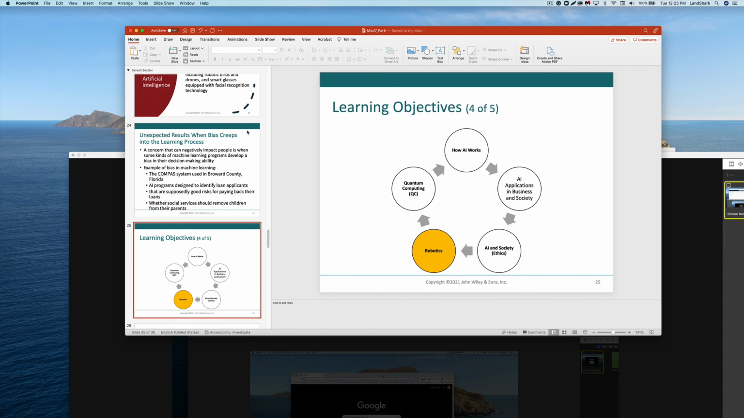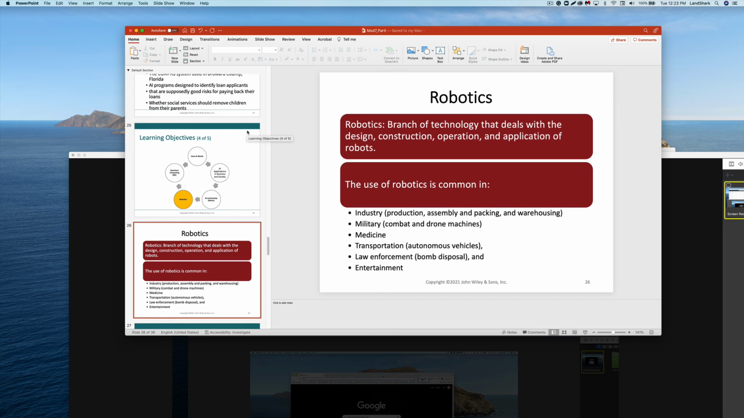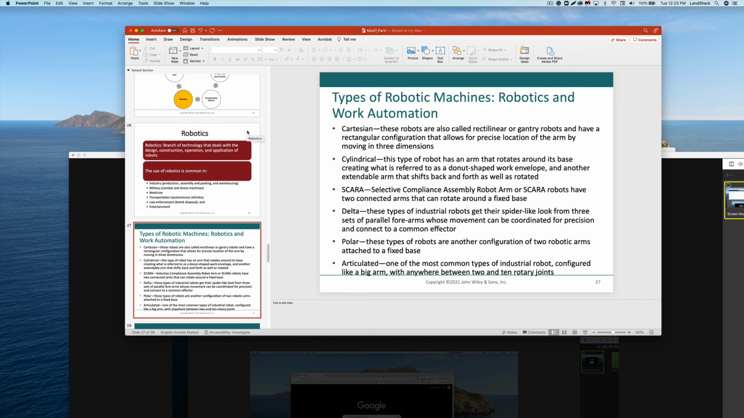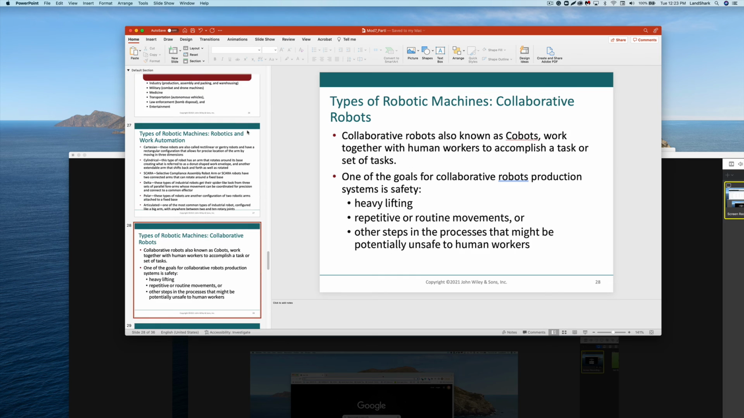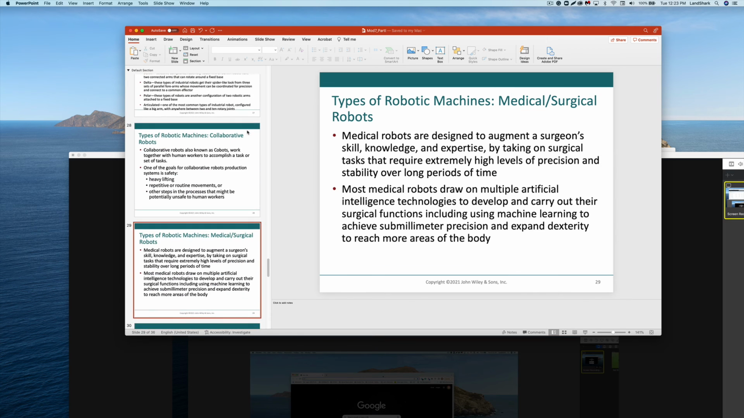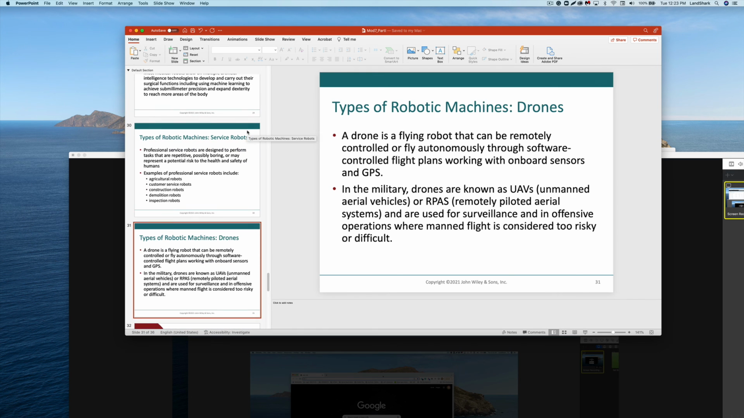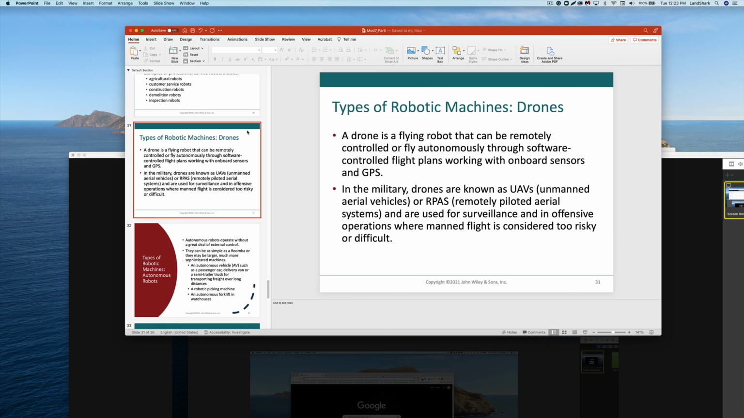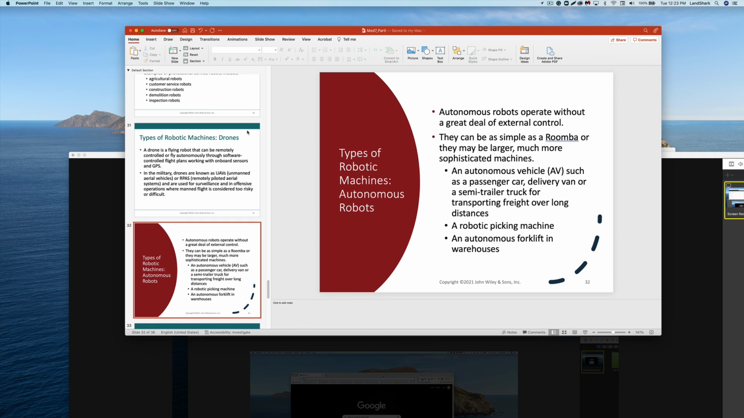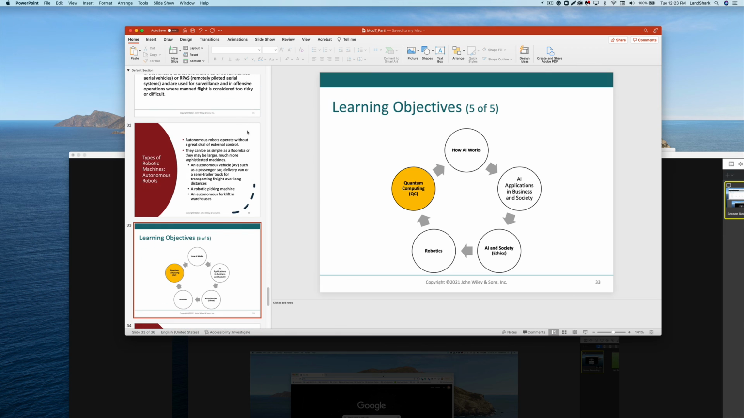Let's see. We're kind of hitting the high parts of this, making this kind of quick. Robotics, and you guys can read through this. Robots are used for different things, from medicine to law enforcement. Different types of robots, as you can see here. They could be used for heavy lifting, so forklifts and so forth. It talks about the different machines. So I'm just kind of going through it. A drone is a flying robot. Imagine that. That could be impressive, or it could be scary at the same time.